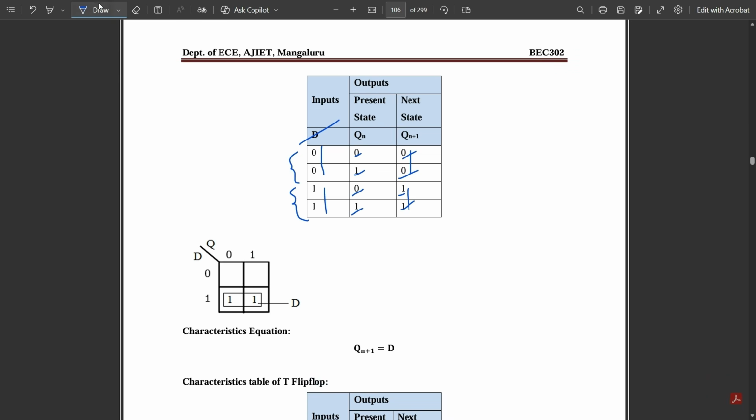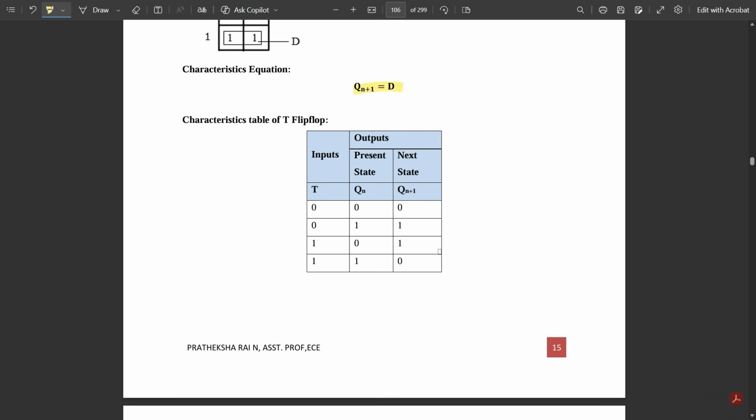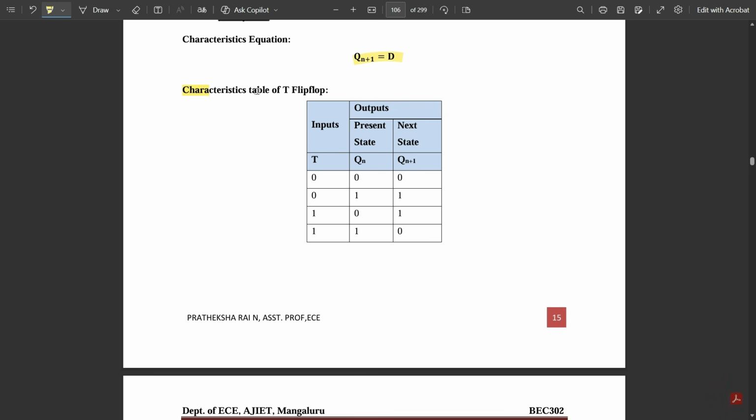So here are two high inputs. You need to be considering four pairs: 00, 01, 10 and 11. So the outputs are high for 10 and 11. You put this in this K-map here, a two-variable K-map, and one group is formed, that is equal to D. So our characteristic equation would be Q of n plus 1 is equal to D for a D flip-flop. Okay, now the final flip-flop, that is the toggle flip-flop characteristic table.